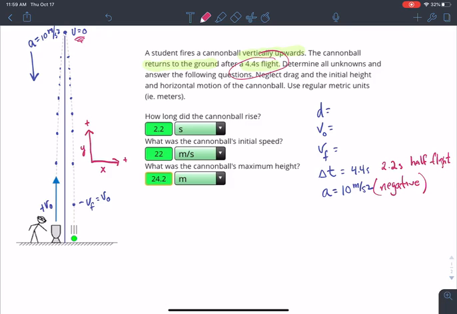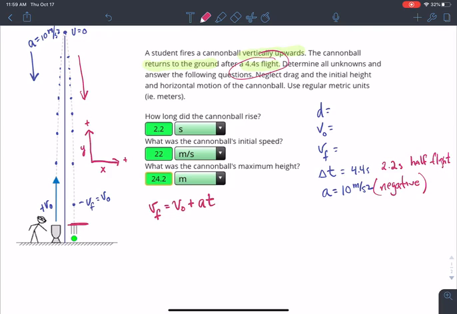So now with this 2.2, we're actually going to split this into two problems. We're going to look at the top of the parabola, and we're going to track its path all the way down to this final position here. Okay? Let's look at our kinematic equations. We're going to go vF equals v0 plus at.